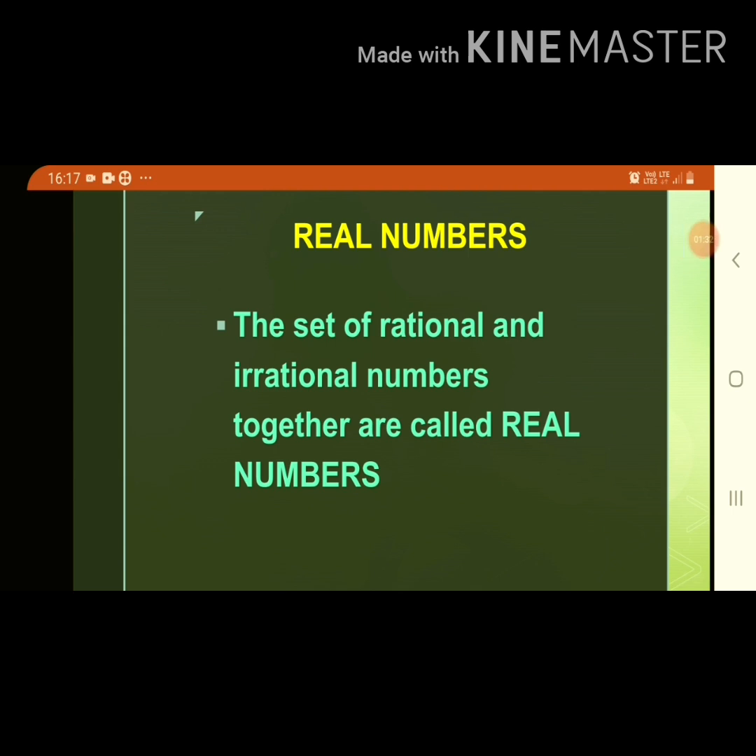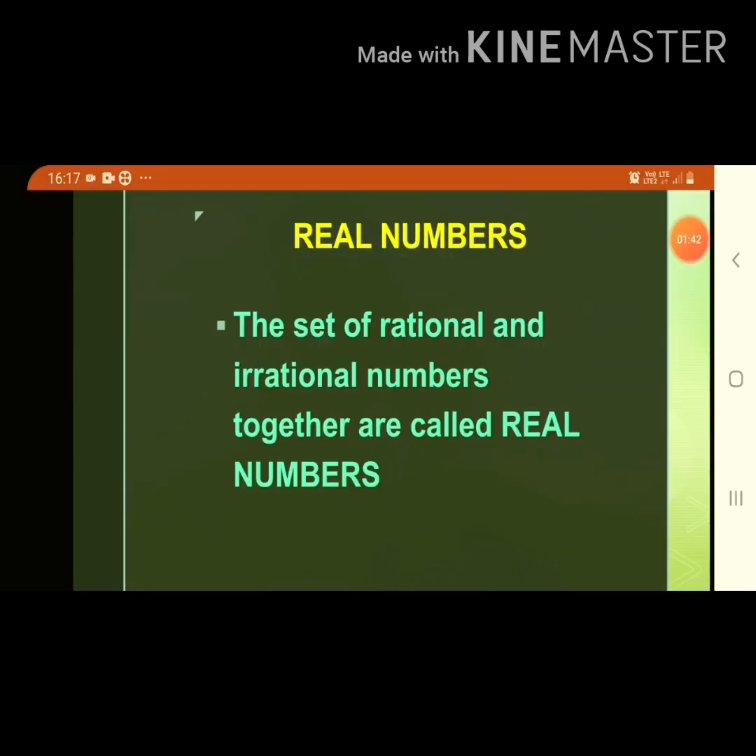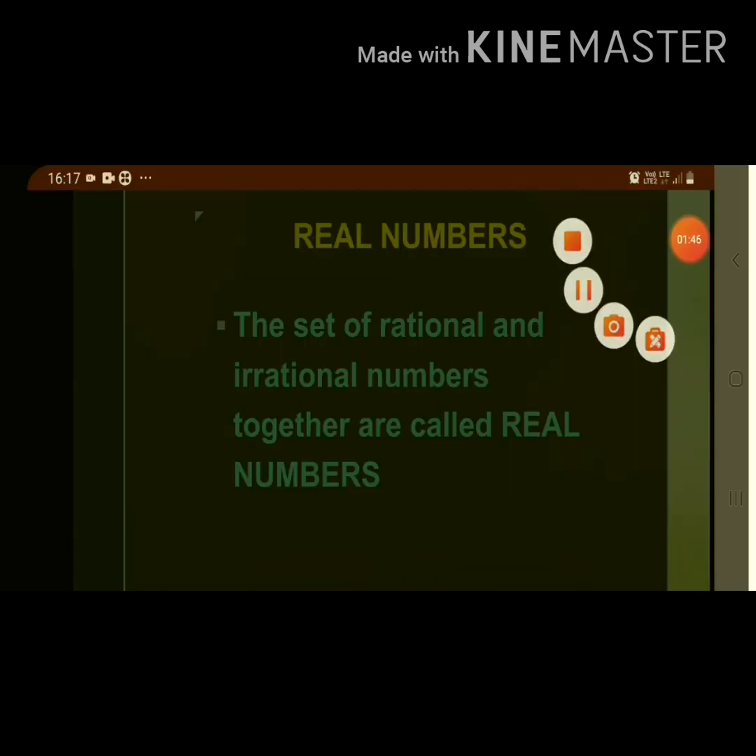Let us define the real numbers. The set of rational and irrational numbers together are called real numbers, as these numbers can be represented on the number line. Pictorially, this rectangle represents real numbers in which there are two circles, irrational numbers and a oval of rational numbers. Rational numbers also include integers, whole numbers, natural numbers.